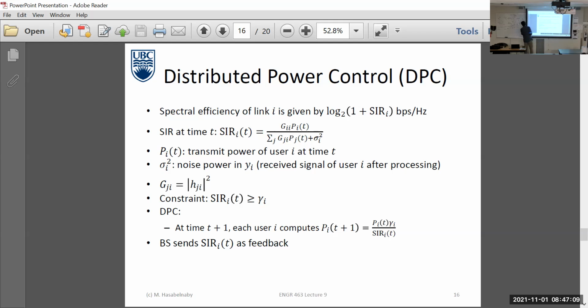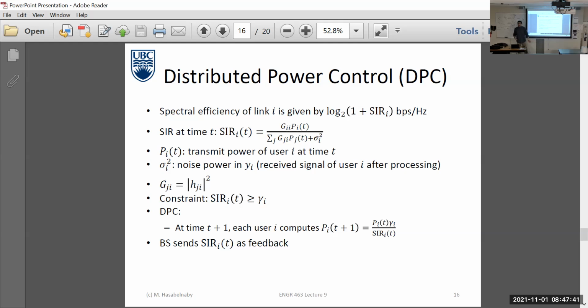It will divide the required SINR value by the actual SINR value at time t and multiply it by the transmitted power at time t. Again, at first, all the users will transmit a power P transmit, the initial value. We don't know anything about the channel.